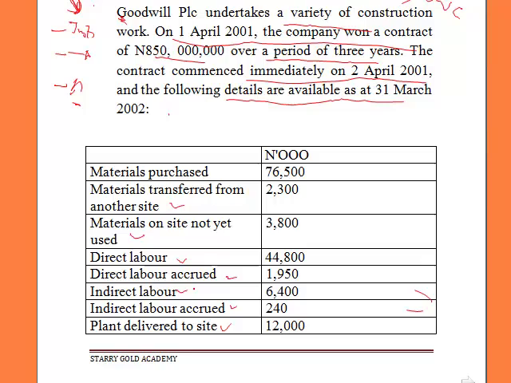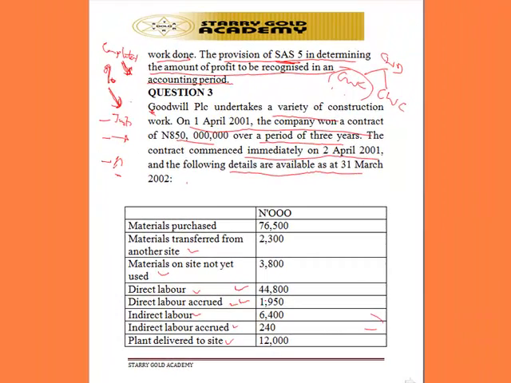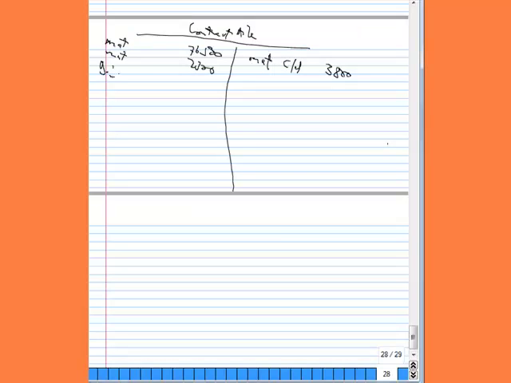Then direct labor 44,800 plus accrued 1,950. That's 46,750. Confirm it, please. 44,800 plus 1,950, that's 46,750. Okay.